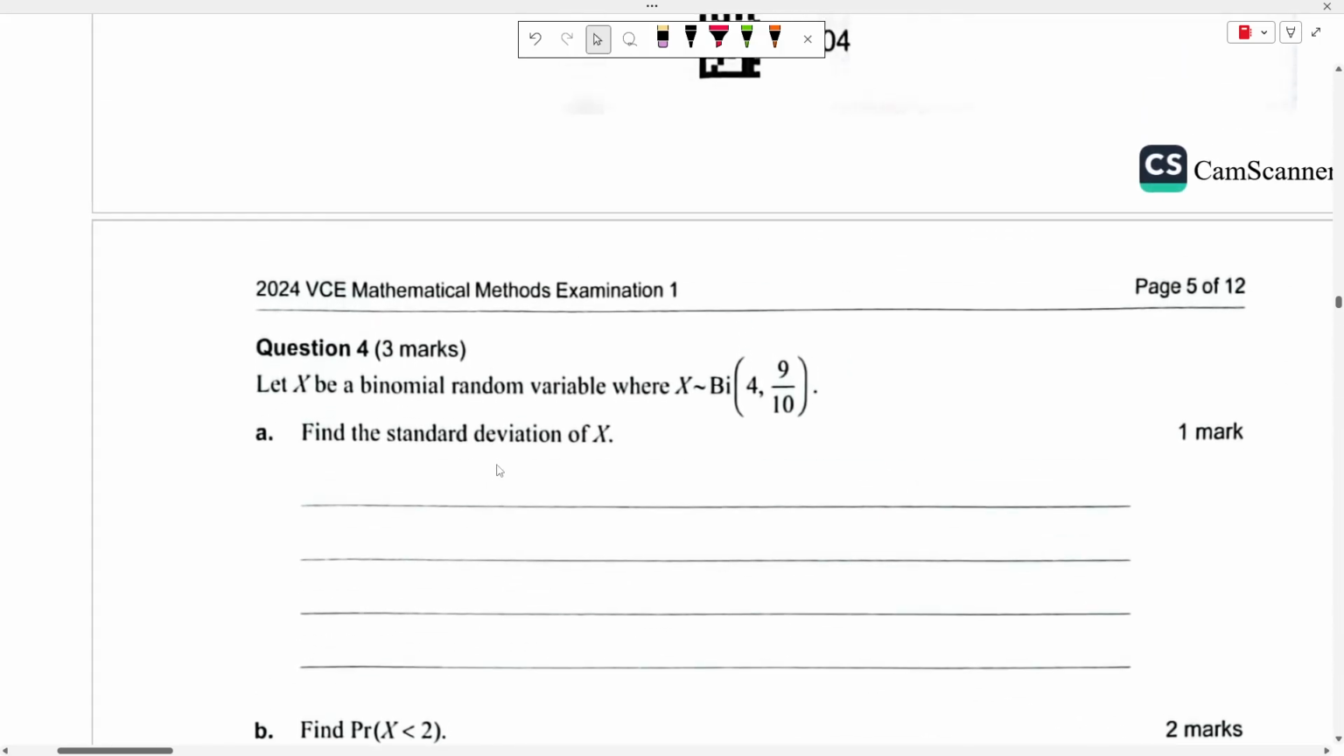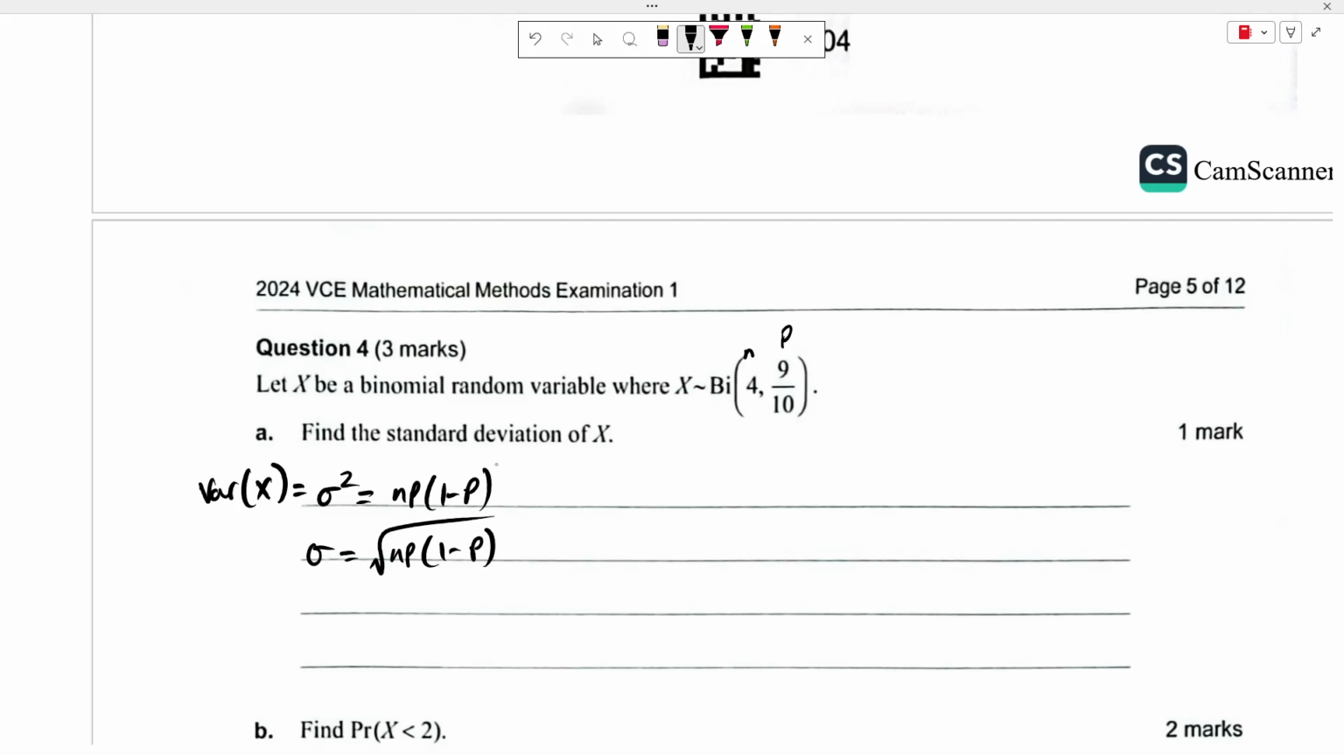So x is a binomial random variable where x is going to have 4 trials. This is the value of n, and this is the value of p. We need to find the standard deviation of x. Now the variance of a binomial random variable is np times 1 minus p. That's the variance. But remember, the variance is just standard deviation squared. Right, so the standard deviation is just going to be the square root of np times 1 minus p.